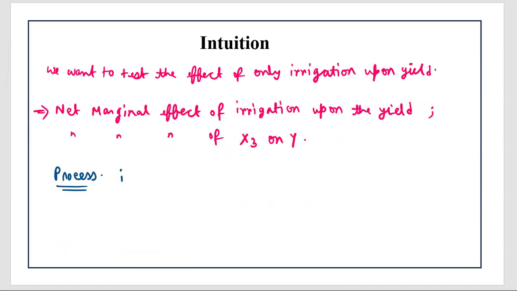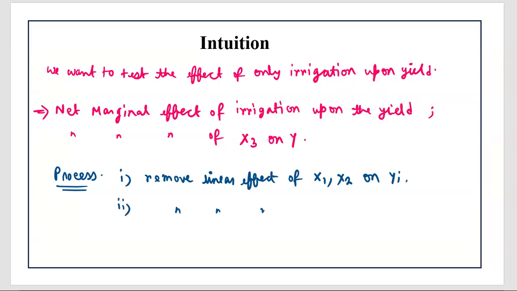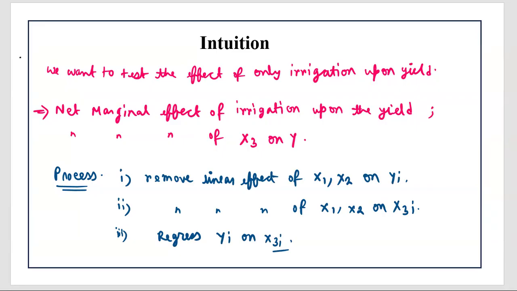So the first step would be to remove the linear effect of x1 and x2 on yi, and the second step would be to remove the linear effect of x1, x2 on the explanatory variable that we are interested in, that is x3i. And then finally, what you have to do, regress yi on x3i, right? So this will be the process. Now let me show you how to do that.